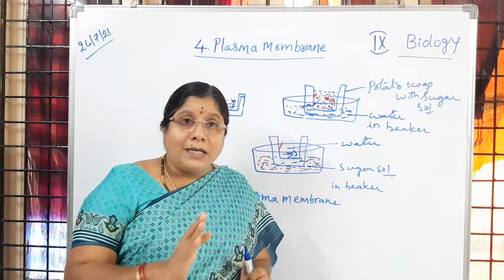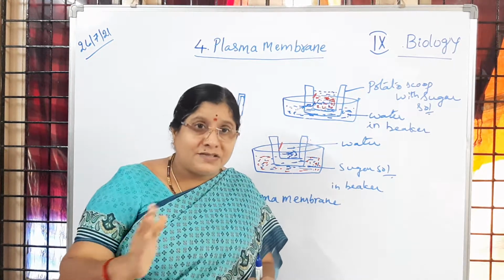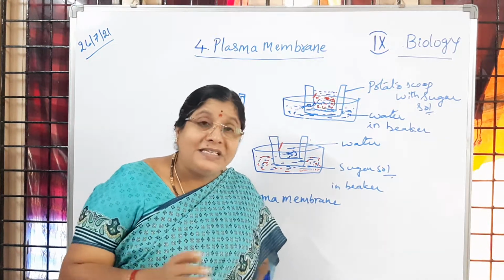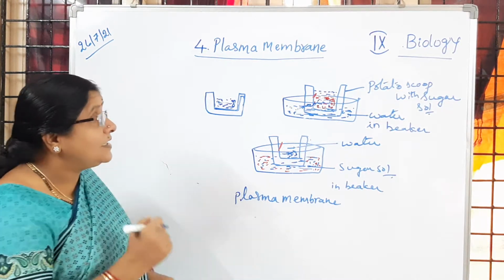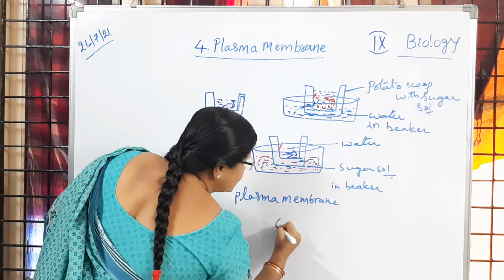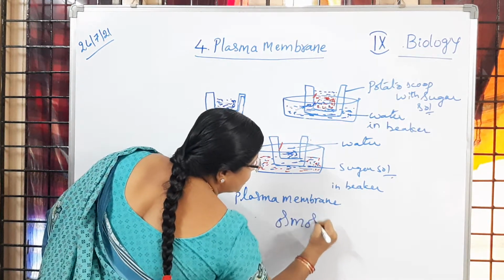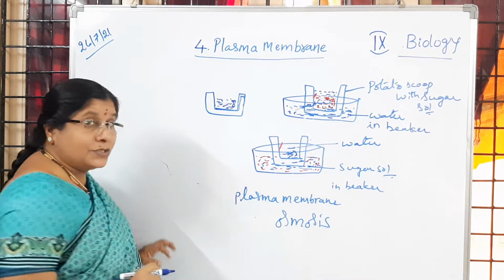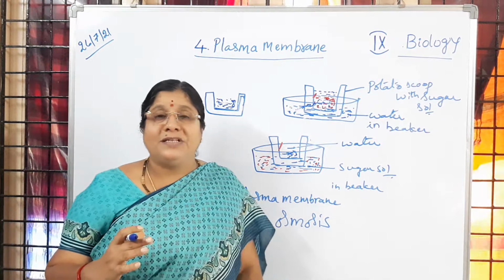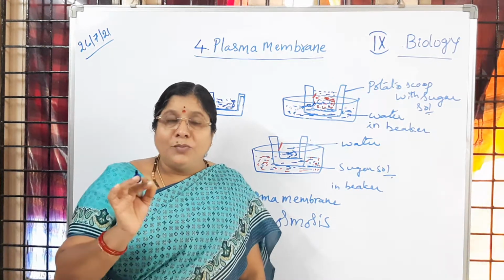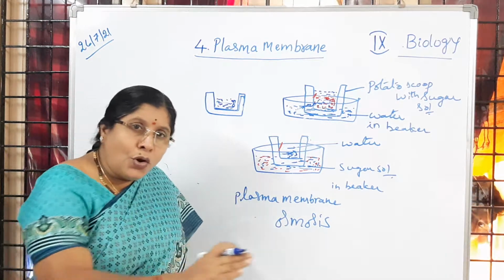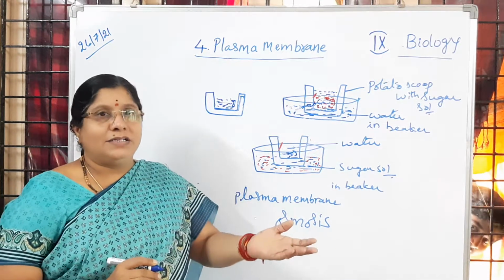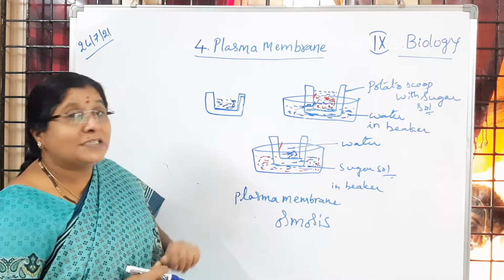So now here the movement of water is taking place from low to high, through the plasma membrane. Is it clear to you? So that one we call osmosis. Is it clear to you? So define the term osmosis, meaning what? You have to write: the movement of water molecules from low concentration to higher concentration through the plasma membrane.